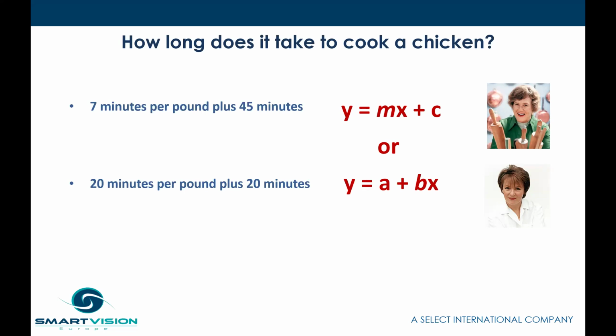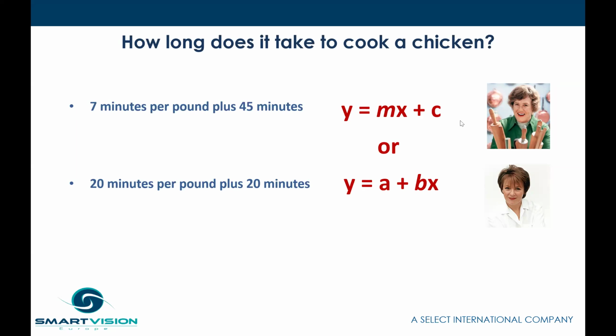Depending on whether you're a statistician, an economist or a mathematician, you might see a formula like y equals mx plus c, or y equals a plus bx, or y equals bx plus a. It's the same formula, just using different letters in a different order. And the key here is that they have a constant on the end. That's the plus 45 minutes or the plus 20 minutes. So that's the a here or the c here.